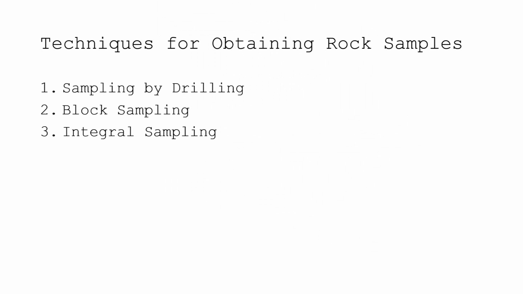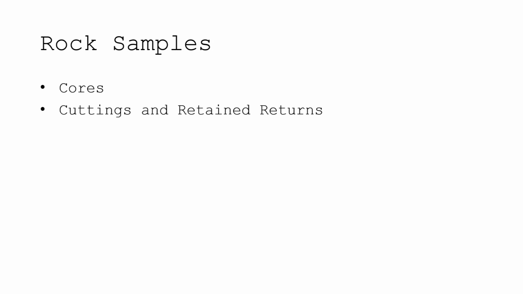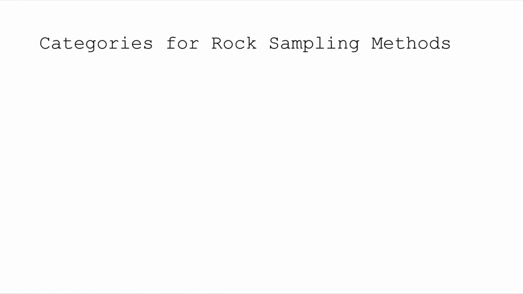Integral sampling. In integral sampling, complete, oriented, and undisturbed core samples can be taken in order to preserve the rock mass characteristics, unaffected by the drilling effects, in the core samples, and to determine the primary conditions of the natural discontinuities and their orientation. Rock samples. Number 1. Cores. Number 2. Cuttings and retained returns. Number 3. Block samples.